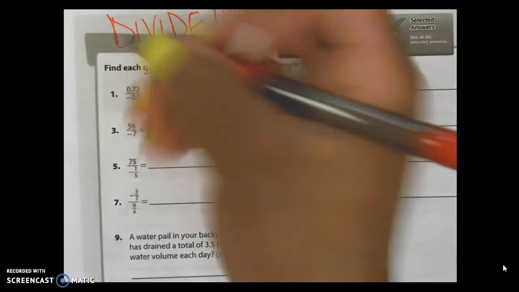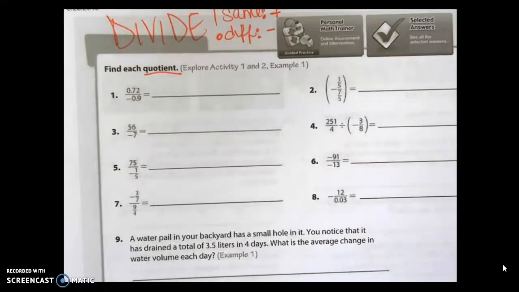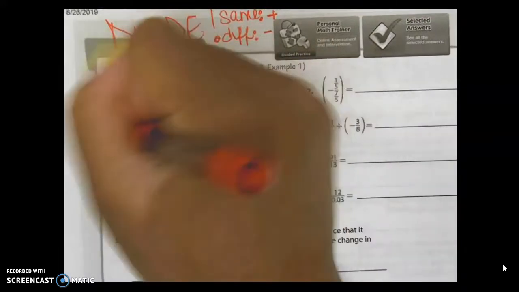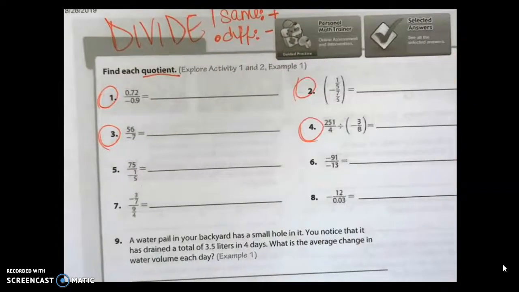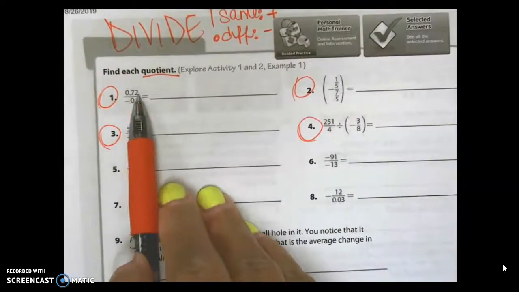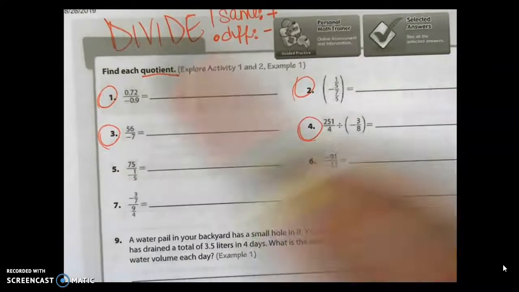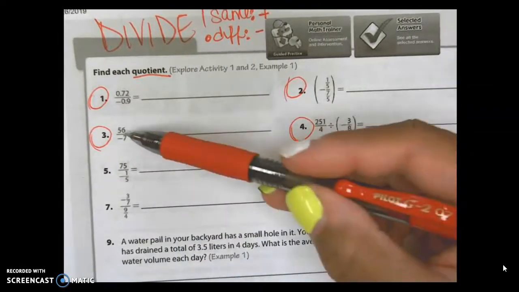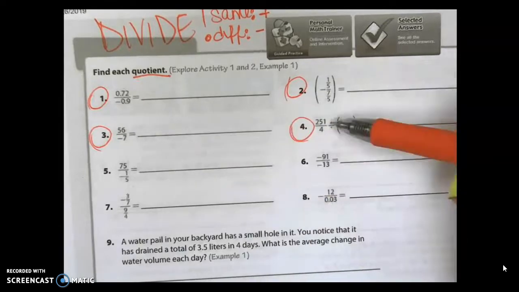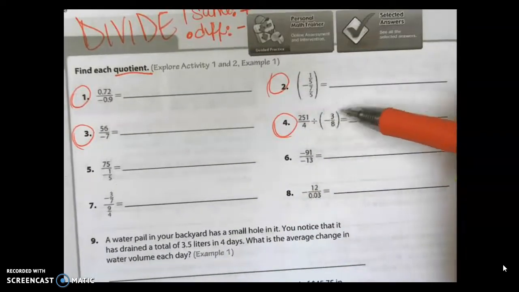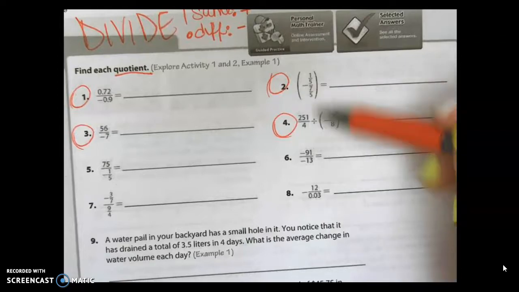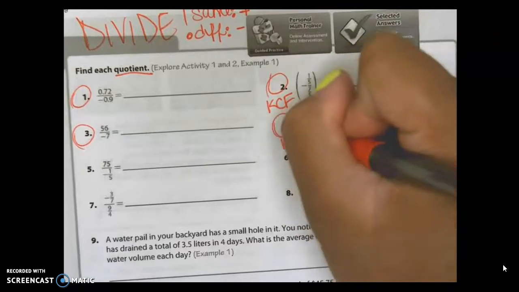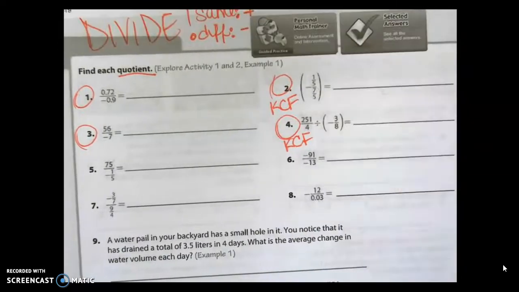So division, we have to do problems 44, what numbers? 1 through 4. 1, 2, 3, 4. Okay, I have 72 hundredths divided by negative 9 tenths. I have negative 1/5 divided by 7/5. I have 56 divided by negative 7, and I have 251 over 4 divided by negative 3/8. Two things I need to keep in mind over here: keep, change, flip, keep, change, flip, because I'm dividing fractions.